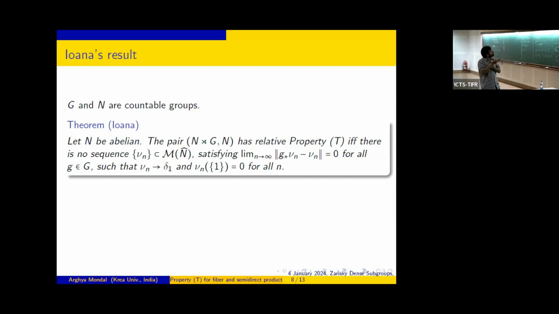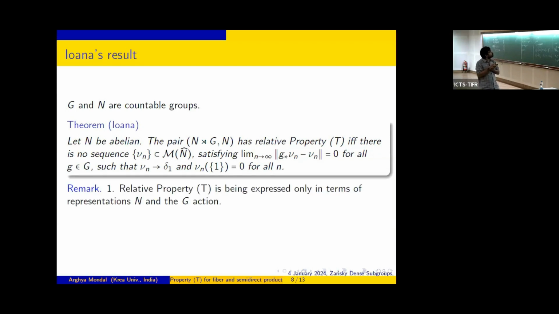And here the condition is in terms of sequences of probability measures on N hat, which, last time we took G-invariant ones, but this time we will have some kind of almost invariant measures. And again, if it converges to a Dirac mass, then it must have some atom at 1. So this result goes back to, like, one side of the result. The sufficient condition goes back to, probably, okay, sorry.